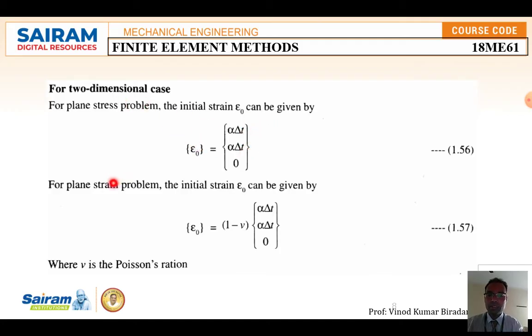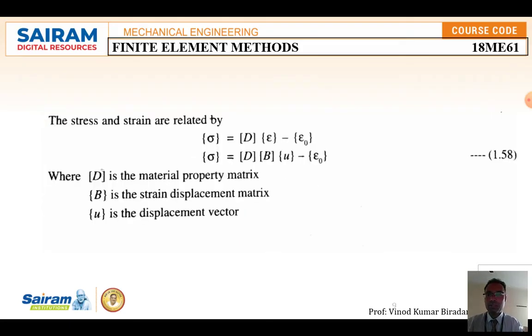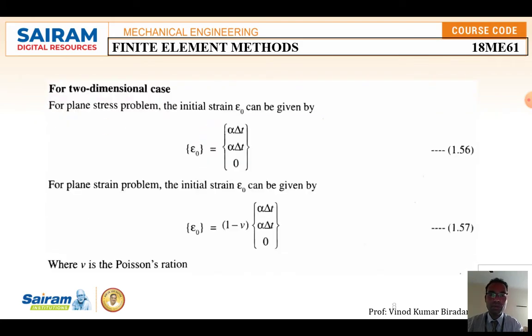Similarly for the plane strain element, the initial strain we consider is 1 plus gamma. Epsilon naught is equal to 1 plus gamma, alpha delta T, and 0, where gamma is the Poisson ratio, a constant value that you feed into the ANSYS software. Finally, the stress and strain are related by these equations. Consider equation numbers 1, 2, 3.